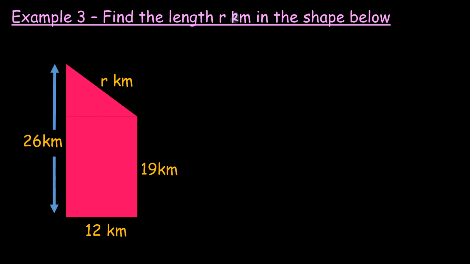This question is asking us to find the length r kilometers, which is the sloping length here, in this shape. So this shape is a compound shape. Remember we did this when we spoke about area and perimeter. So it's a compound shape and it's made up of a right angle triangle at the top. So I'll mark the little right angle on there, and a rectangle at the bottom.